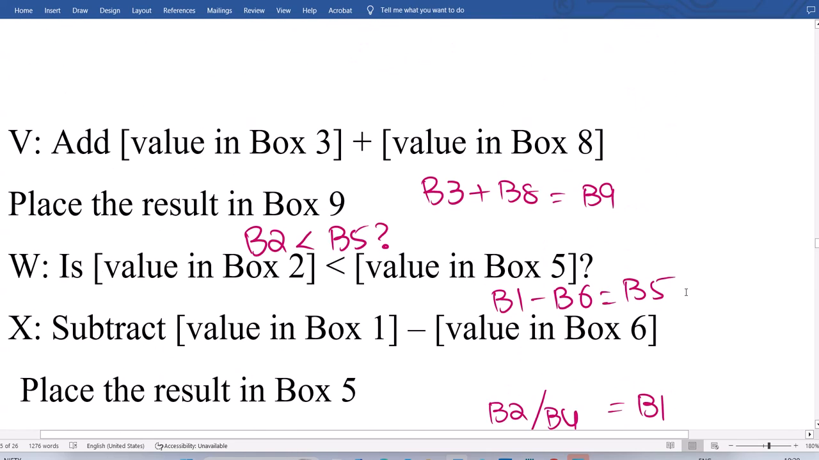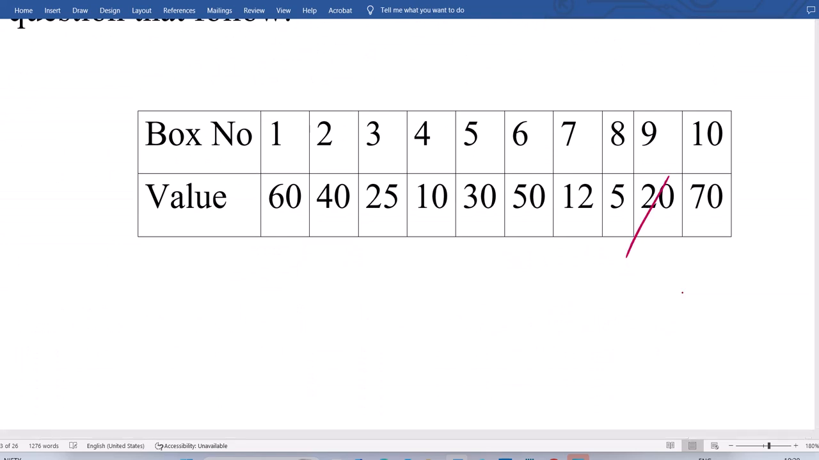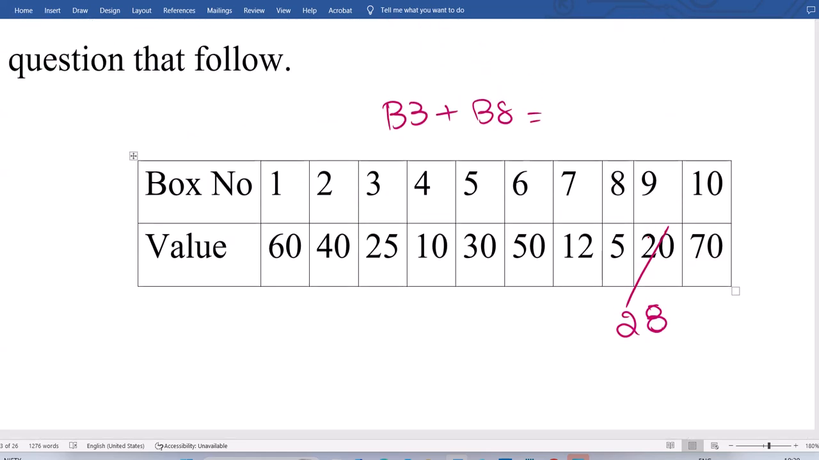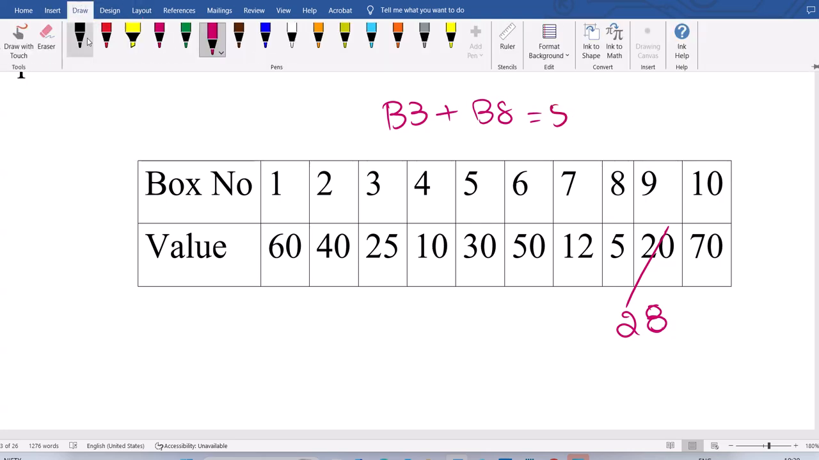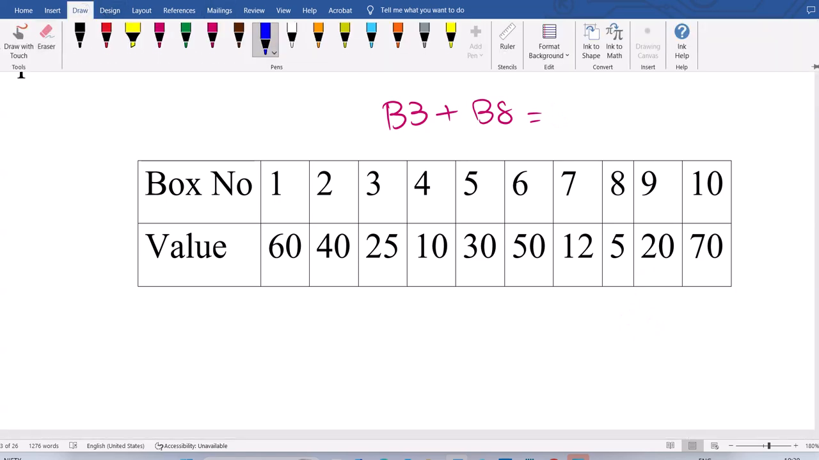Now guys, let me go through the process. What is the first update? B9 is changed to 30. What is the first step? B3 plus B8. B3 is 25. Okay. B8 is 5. So we have to add those two. The result will be 30. So B9 is updated to 30.